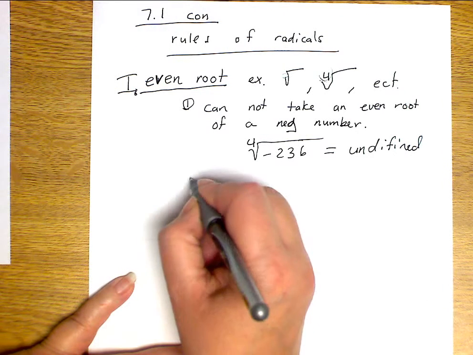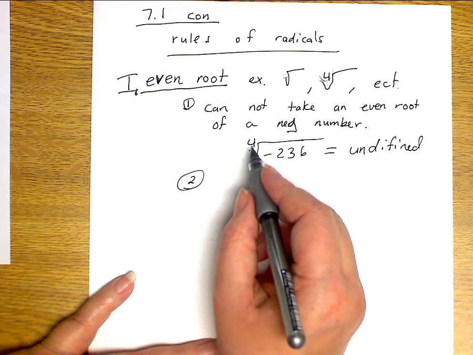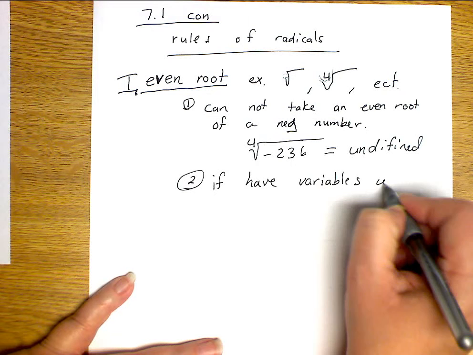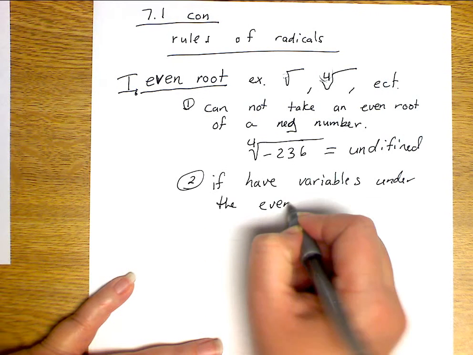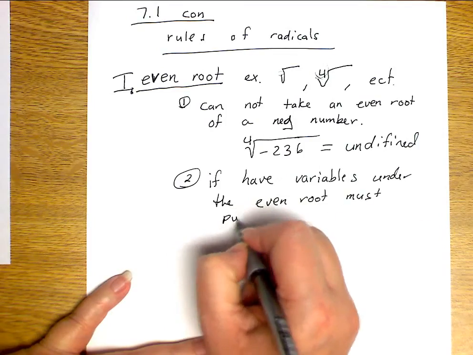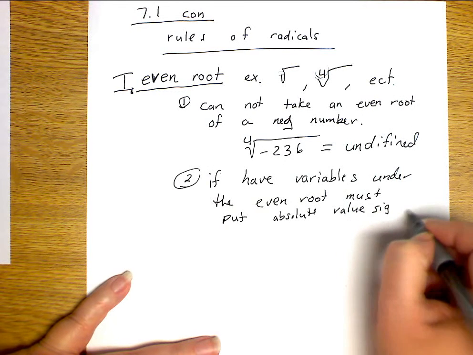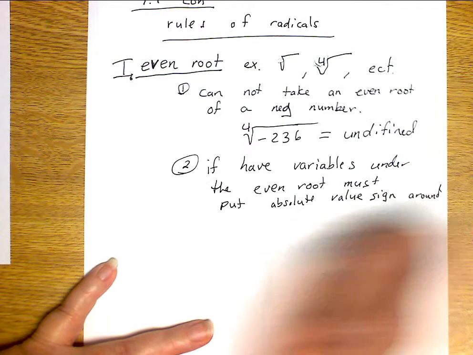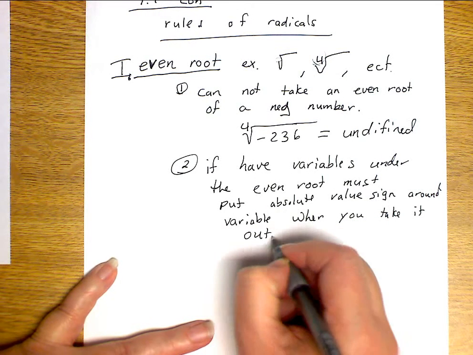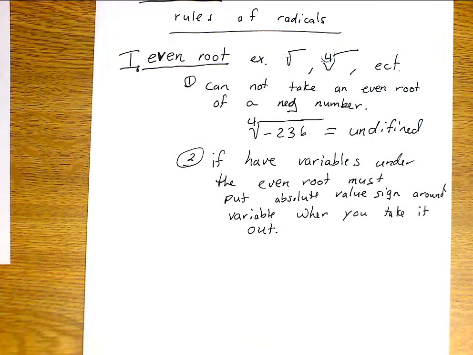The second rule is if you have variables underneath the root and you're talking even, you have to put them in absolute value. So if you have a variable under an even root, you must put absolute value signs around the variable when you take it out. And I'm going to give you an example of it too.